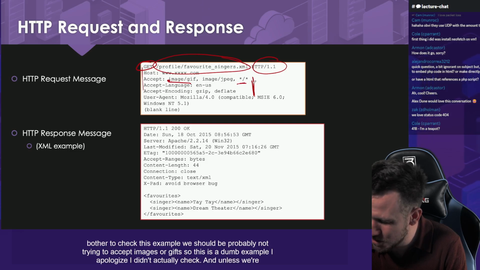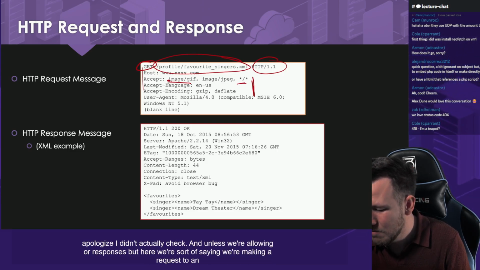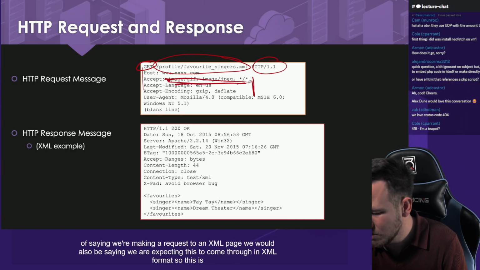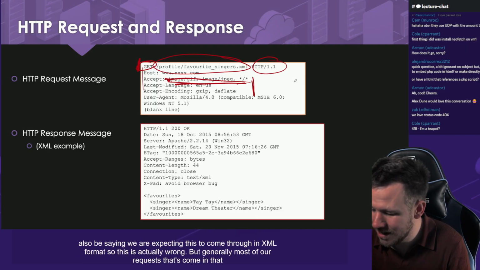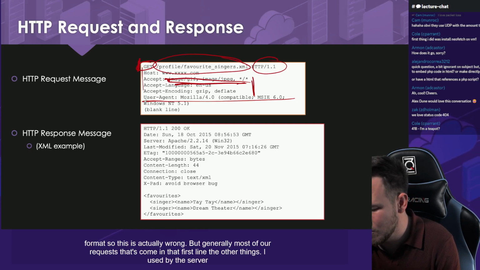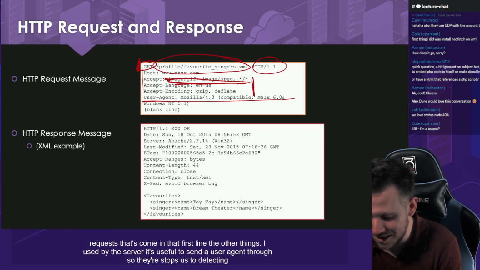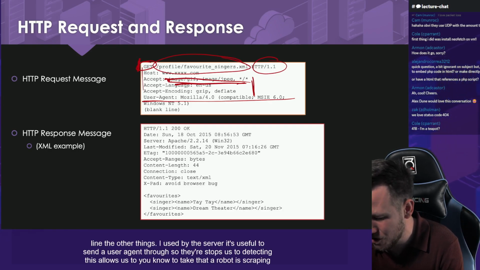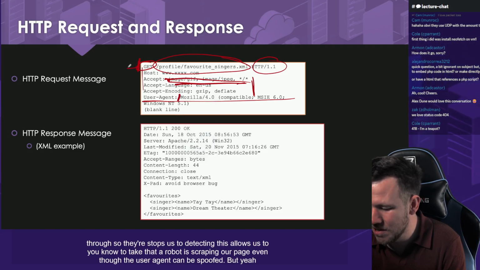Unless we're allowing all responses. But here we're sort of saying we're making a request to an XML page. We would also be saying we are expecting this to come through in XML format. So this is actually wrong. But generally, most of our requests just come through in that first line. The other things are used by the server. It's useful to send a user agent through. This allows us to detect that a robot is scraping our page, even though the user agent can be spoofed. But yeah, most of it comes through in that first line.